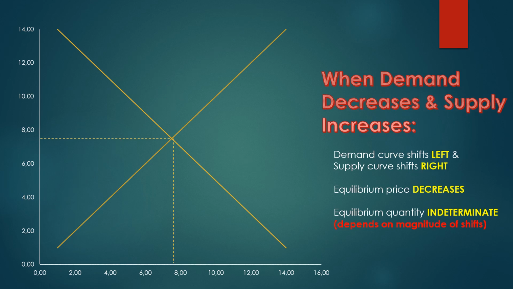Okay, on the other hand, when demand decreases and supply increases in tandem, the demand curve will shift to the left and the supply curve will shift to the right. Okay, so this would definitely cause the equilibrium price to decrease. However, the equilibrium quantity will be indeterminate. It's the same thing. This will depend on the magnitude of the shift.